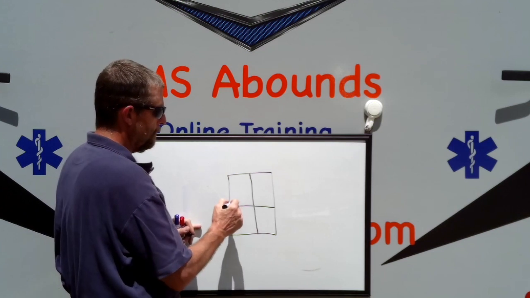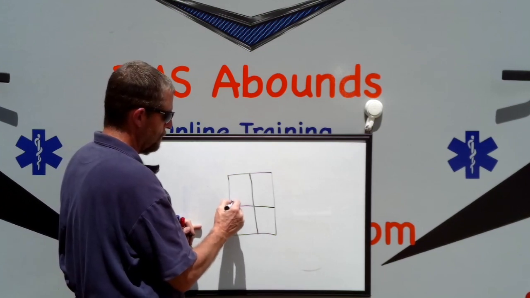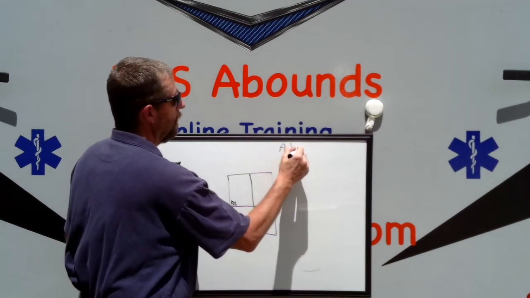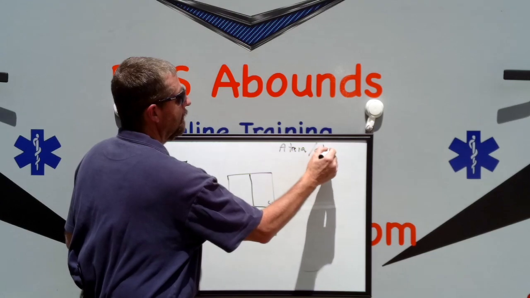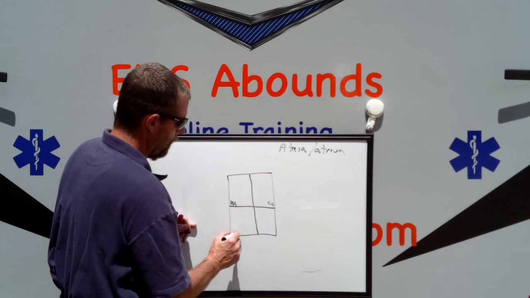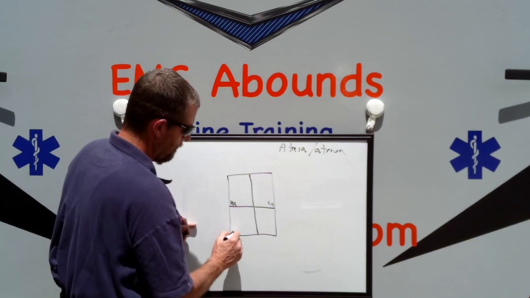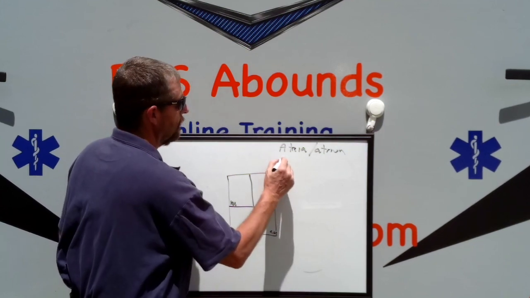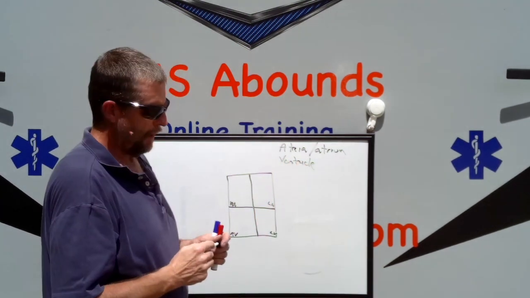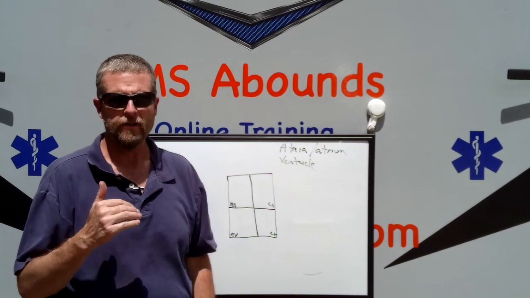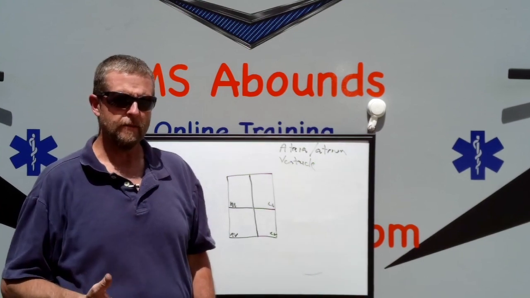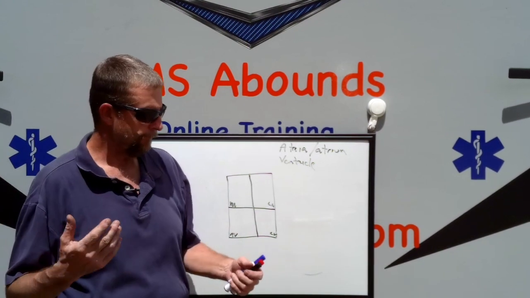Now, the top 2 are called atrium. So this is the right atrium, this is the left atrium. Atria, atrium. Kind of like geese and goose, or goose and geese. The bottom are called ventricles. Right ventricle, left ventricle. The job of the upper half of the heart is to pump blood to the bottom half. The bottom half's job is to pump blood out to parts of the body.